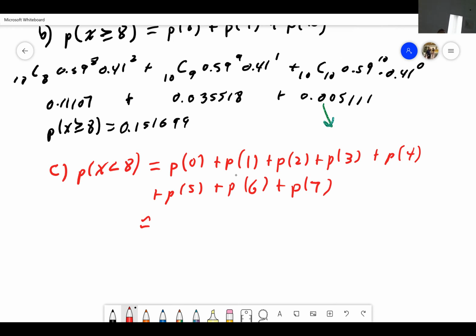Wouldn't this probability just be 1 minus the probability of at least 8? Wouldn't C be that? Do you see that? Look, you already did 8, 9, and 10. But you know that from 0 all the way to 10, if you added all that up, you would get 1. But you already know 8, 9, and 10. So if you take 1 and subtract this, you get the answer to that.